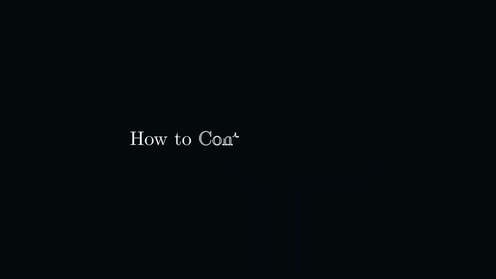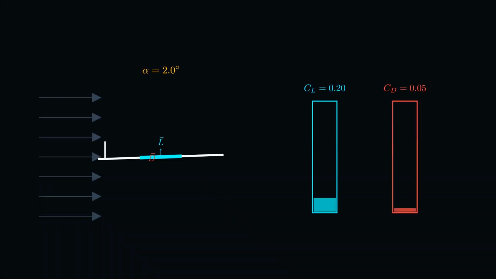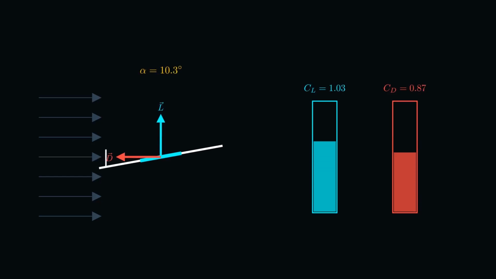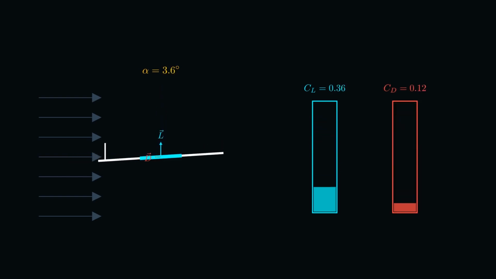So, how do pilots control these coefficients in real time, and how do C sub L and C sub D shape the actual design of an aircraft? The most direct way a pilot changes C sub L and C sub D in flight is by altering the angle of attack, the pitch of the nose relative to the oncoming air. Tilting the nose up increases C sub L, generating more lift. But there is a catch. A higher angle of attack also increases induced drag, causing C sub D to rise rapidly.